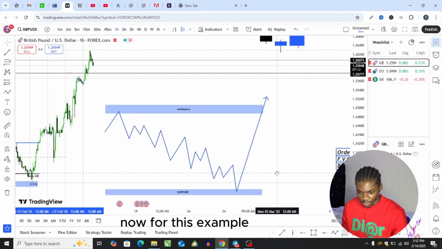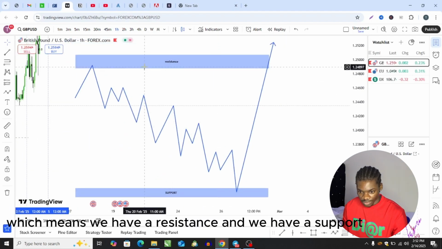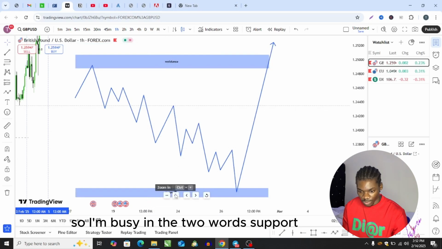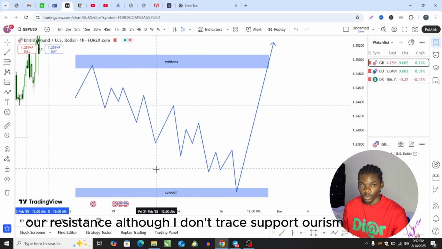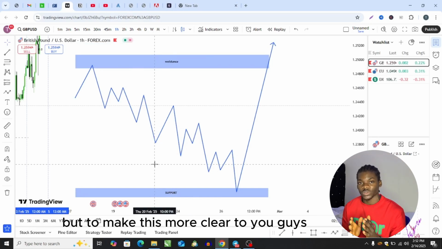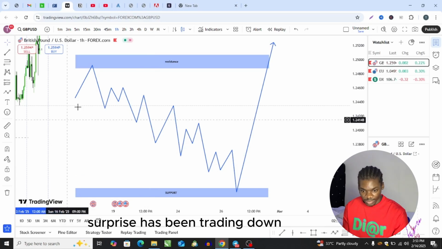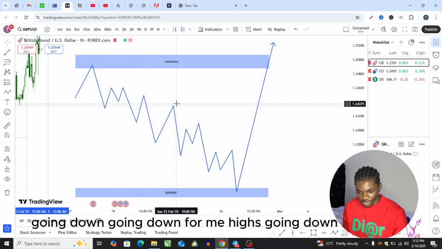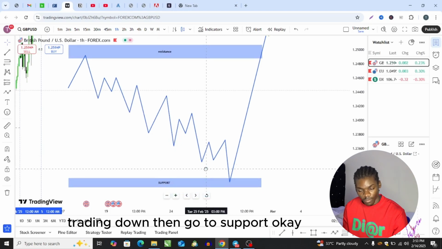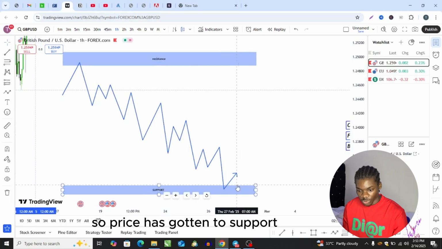Now, for this example, I'm going to be using this as the higher time frame, which means we have a resistance and we have a support. So I'll be using the 2 words, support and resistance, although I don't trade support and resistance, but to make this more clear to you guys. So price has been trading down, forming highs, going down, then got to support. Okay, let me take this back. So price has gotten to support.